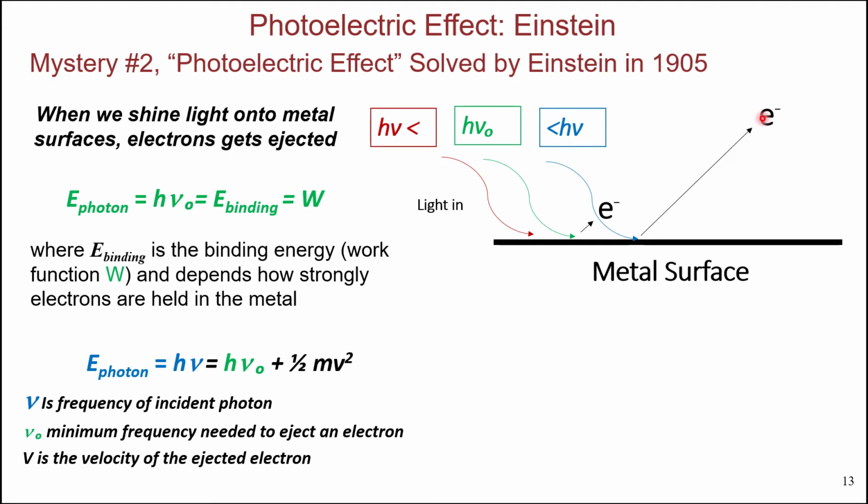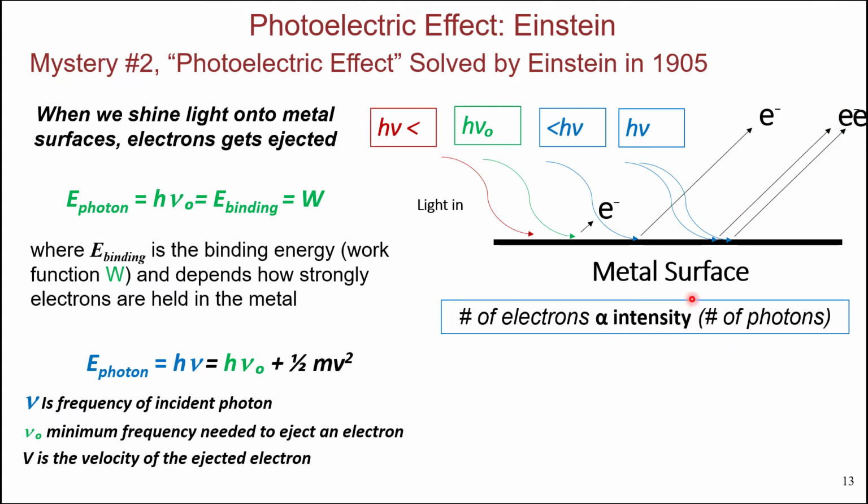So what can you do to eject more electrons? It was found that you actually need to shine light with higher intensity. You have to use light with more photons. When you use light with more photons, you will be able to eject more electrons. The number of electrons ejected is proportional to the number of photons contained in your light.